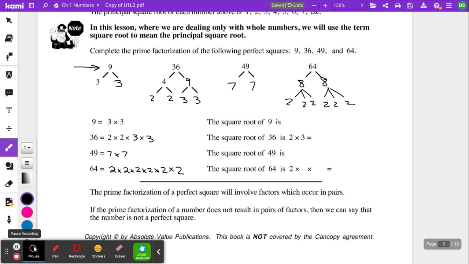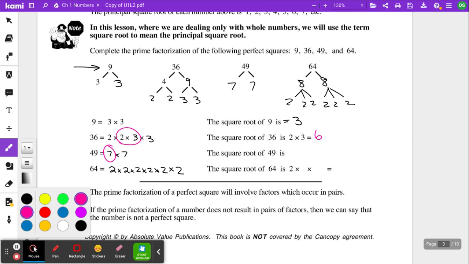Now, if I wanted to find the square root, so what number times itself is 9, I would say that square root is 3. The square root of 36, you already know is 6, but here's where they are, right? 2 times 3 is 6. The square root of 49 is just one of those. And the square root of 64, you already know is 8. Well, here it is.